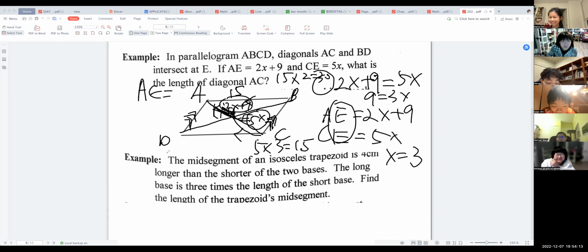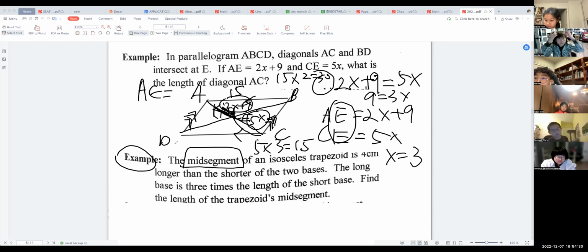Okay, so let's take number two. The mid-segment of an isosceles trapezoid is 4 centimeters longer than the shorter of the two bases. Mid segment, what is that? Okay, I explained it just now. The long base is like... Okay, we'll give the kids a bit more time to finish the second question, okay? Okay, thank you. I posted the second question for you.